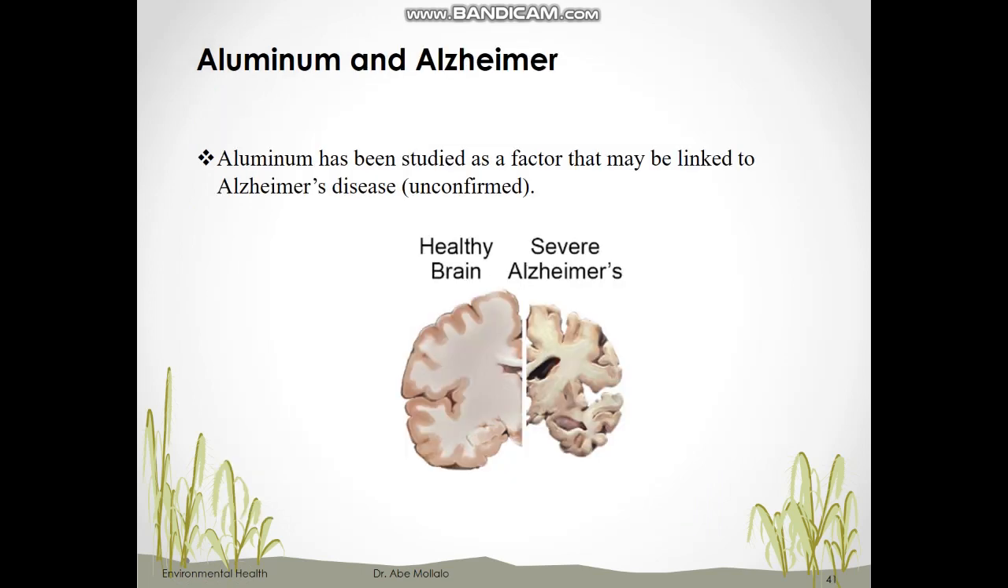Findings of research suggest that aluminum is linked to Alzheimer's. Some research has shown people who are exposed to high-level aluminum may develop Alzheimer's, but other studies didn't find any association. So there is no solid evidence that aluminum is increased in the brain of people with Alzheimer's disease. And as you know, Alzheimer's is a shrinkage of brain size because of loss of brain cells and memory.